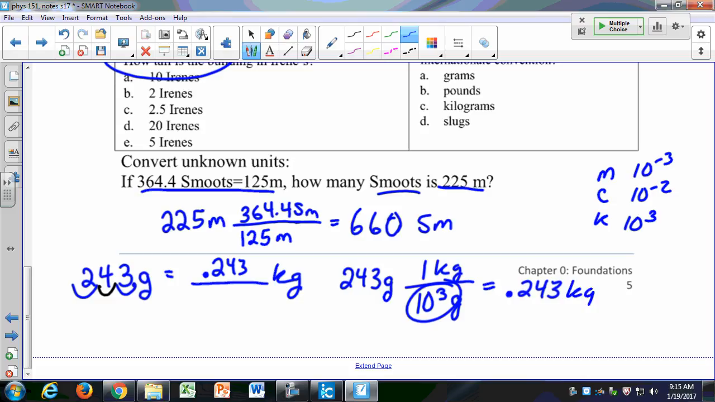kilograms. In a similar way, let's say that we wanted to convert 25 centimeters to meters. Well, gosh, you might be able to just think about that. How many meters is 25 centimeters equal to? Well, how many centimeters are in a meter?